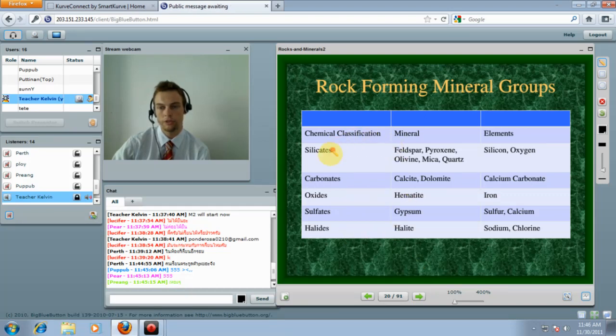Okay, so you don't need to memorize this. We went over this a little bit last time. It's just important to note that there are different types of chemical classifications, and these are basically based on what mineral they form and what elements they're made out of. So this is just a more specific way of describing minerals.